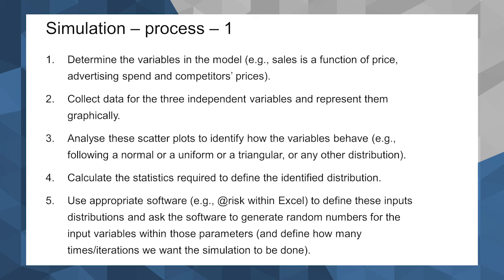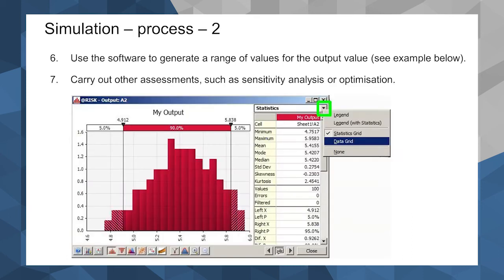In step 4, we calculate the statistics. For example, if you recall, for a binomial, we need the probability of success. We need to find that. For a normal, we need a mean and a standard deviation. For a triangular, for example, we need a minimum, a maximum, and the most likely value. For a uniform, we just need a minimum and a maximum value. So whatever the statistics are for the distribution that we are going to use, we put that in the software.